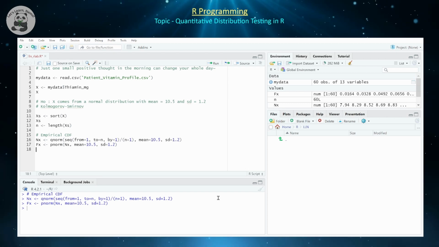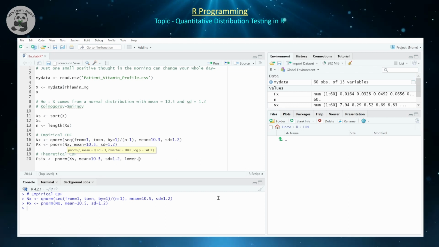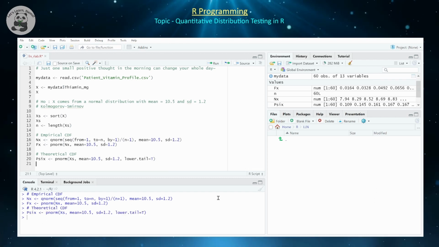Now, what we want to do is calculate the probabilities associated to our sample values with respect to this mean, standard deviation, and distribution, and see if these CDFs match up with one another. So the next thing I want to build is my theoretical CDF. I'm going to call it psi x, and it is going to be compared to fx. This is going to be equal to pnorm of my sample values sorted from least to greatest with respect to a mean of 10.5 and a standard deviation of 1.2. And let's make sure that it's doing these probabilities with respect to the left tail: lower.tail equal to TRUE, just to be safe.